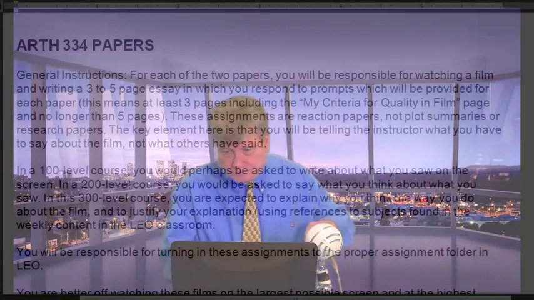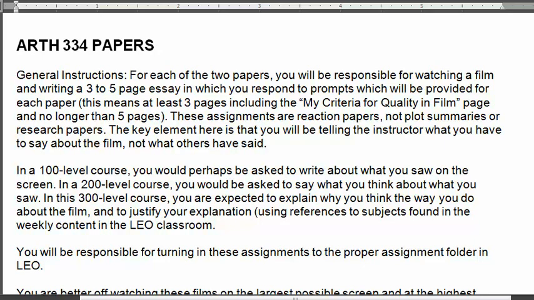The assignment instructions begin with some general instructions for the two papers to be written in this course. Let's look at them. For each of the two papers, you'll be responsible for watching a film and writing a 3 to 5 page essay. And that means the body pages, when 3 to 5 pages are being counted. In these papers, you will respond to prompts, which will be provided for each paper. The prompts for paper one we're going to review in just a moment.